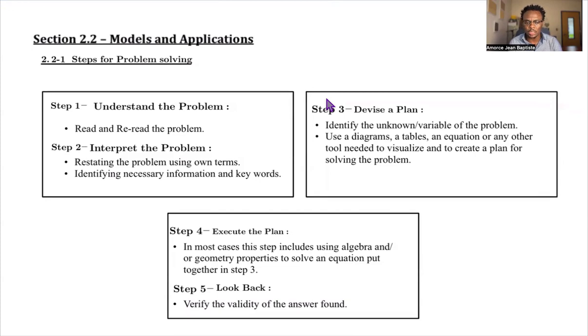In the interpretation part of the problem, you need to not only read it and reread it, but you need to make sure that you can reword the problem in your own terms. Identify necessary information or keyword from the problem that will allow you to work with it. For example, increase. Increase, it's adding something that was a value and a value that is bigger is increasing. That means something is added.